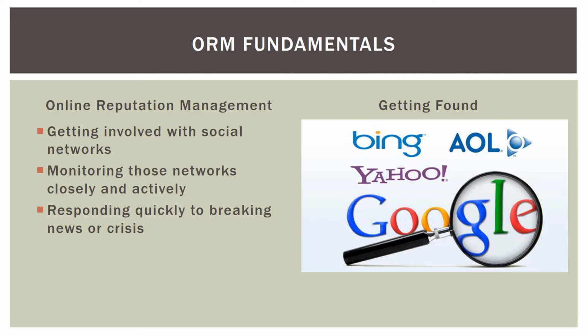ORM Fundamentals. Again, it stands for Online Reputation Management, and as defined in the book, it's about getting involved with social networks, monitoring those networks closely and actively, and responding quickly to breaking news or crisis. So basically what that is articulating for you is the two approaches to strategic planning and public relations. We've got reactive and proactive. So proactive would be getting involved with the social networks themselves and monitoring those networks. And then the reactive part would be responding quickly to breaking news or crises.